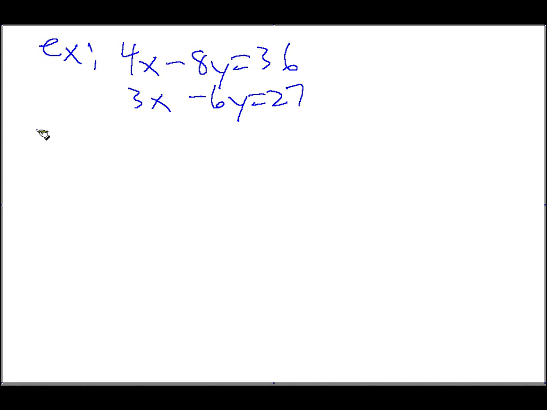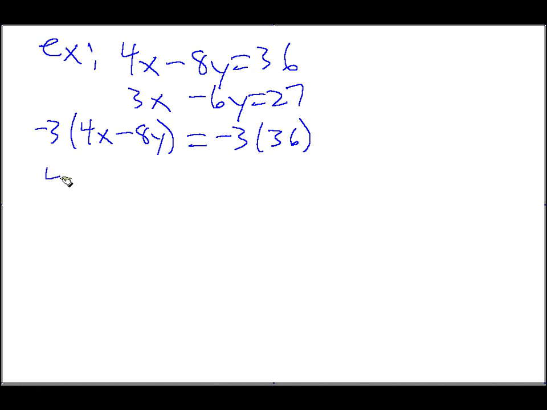So let me take negative 3 times 4x minus 8y equal to negative 3, again, multiply to both sides, right? Times what? 36. All right? How do I get this to be positive 12? Multiply by 4. So multiply by positive 4 to the second equation. 3x minus 6y on the left side, and 4 times 27 on the right side. Again, same number, always multiply to both sides to keep the equation balanced. All right? So make sure we understand that.